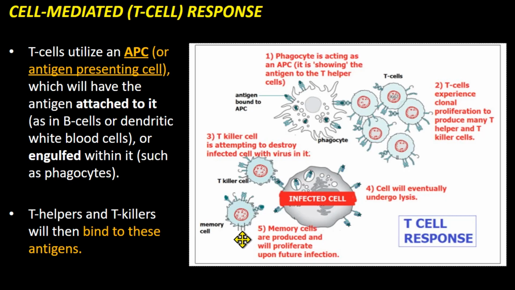So if one of these future antigens was to be spotted, so if one of these bacteria or viruses was to come to the body in the future, these memory cells are going to remember, and these now are going to present these antigens to the cell, so it's going to have a much faster response.